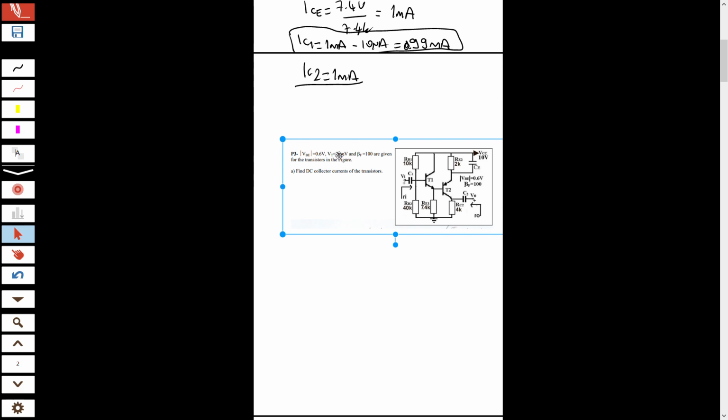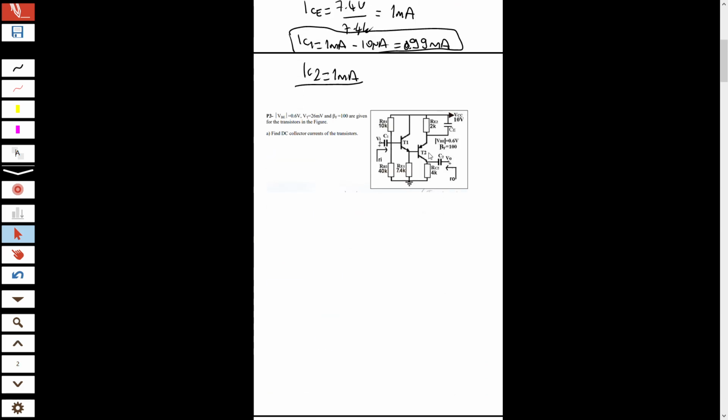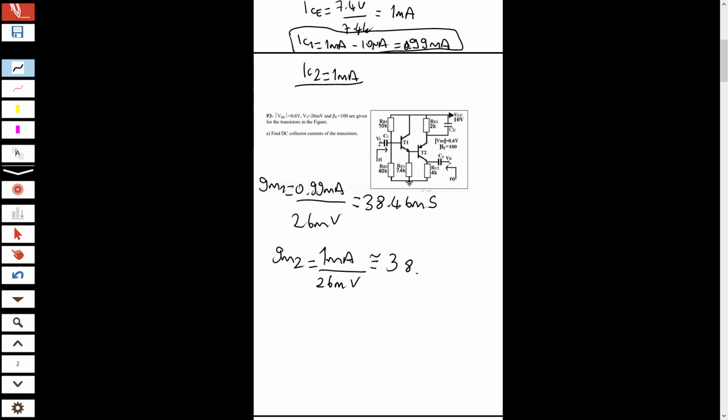It wants us to find the gain. For finding gain, remember, find the AC model of the circuit. For finding gain, we need gm values. gm1 is 0.99 milliampere over 26 millivolts, approximately 1 over 26 millivolts, and it is 38.46 millisiemens, and gm2 is 1 milliampere divided by 26 millivolts, and it is equal to 38.46 millisiemens. Here it is approximately 38.46 millisiemens.